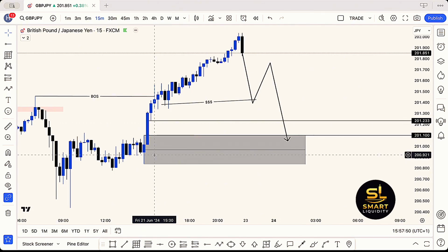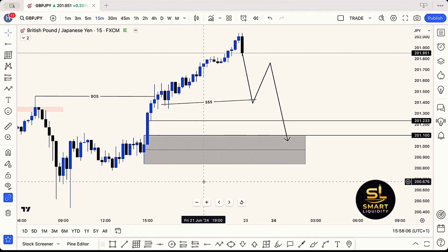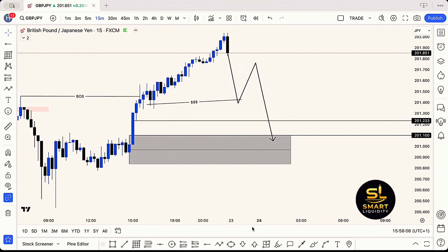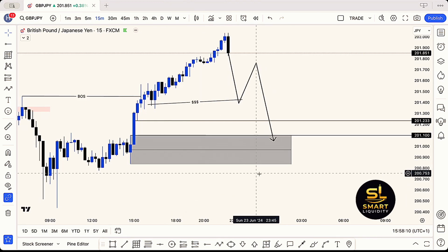This is another thing you also need to point out. When you're looking at the chart, you may be pointing out different imbalances here and there. You just need to focus on the imbalance that is very close to the origin that you are looking to take trades from. So you can see this is the imbalance we have. This has added more confirmation for me to see this particular origin as a valid origin.